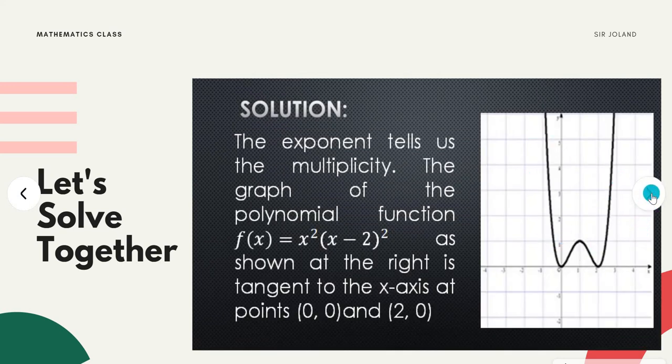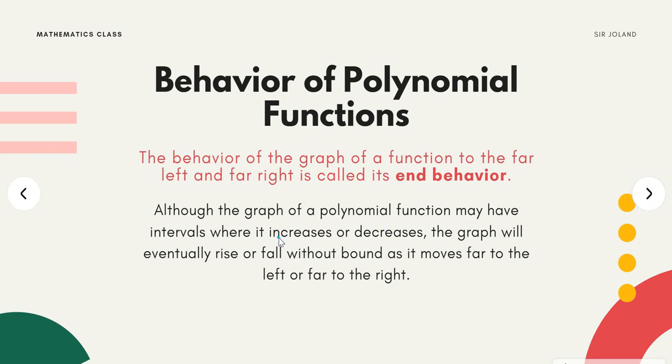Okay. That's it. Now, last is for the behavior of the polynomial function. So, the behavior of the graph of a function to far left and far right is called its end behavior. So, yung dulo-dulo. Ano ba magiging itsura or behavior ng graph natin? Yung right side at saka yung left side ng ating graph. Okay? So, although the graph of a polynomial function may have intervals where it increases or decreases, the graph will eventually rise or fall without bound as it moves far to the left or far to the right.